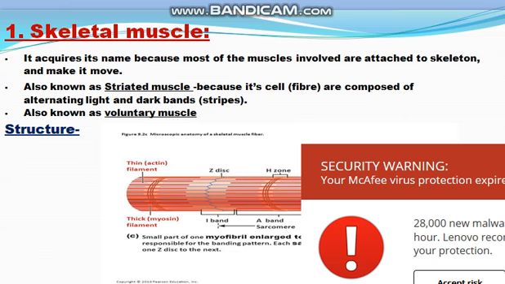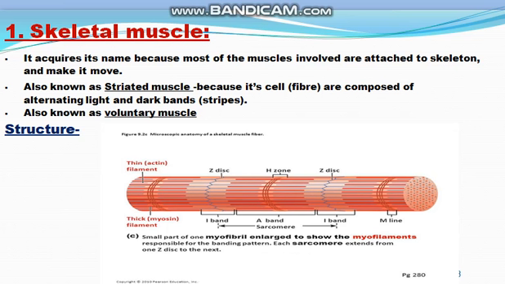This skeletal muscle acquires its name because most of the muscles involved are attached to the skeleton and make it move. So these types of muscles are known as skeletal muscles because they are attached to the skeleton, and the skeleton moves because of the skeletal muscles.